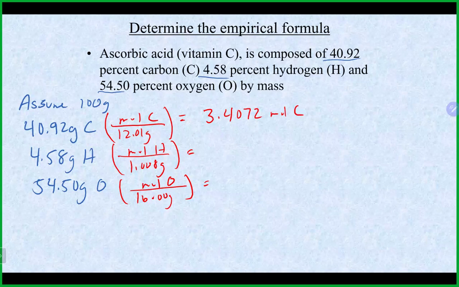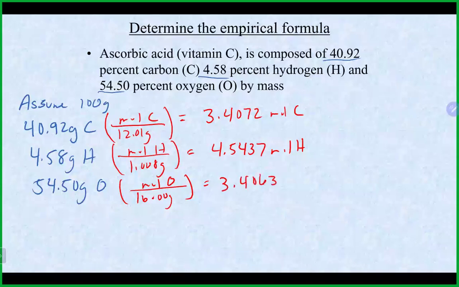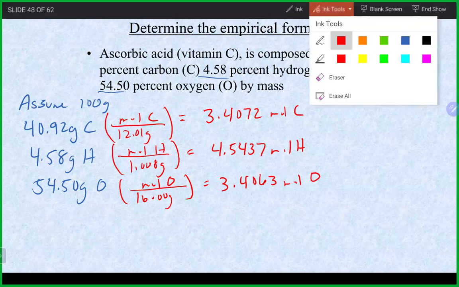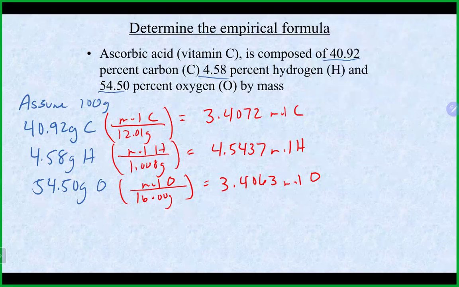4.58 divided by 1.008 gives me 4.5437 moles of hydrogen, and 54.5 divided by 16 gives me 3.4063 moles of oxygen. Here, I'm not really ending my calculation, so I am going to take it to a few extra digits. You probably don't want to round too much when you're doing this part of it.